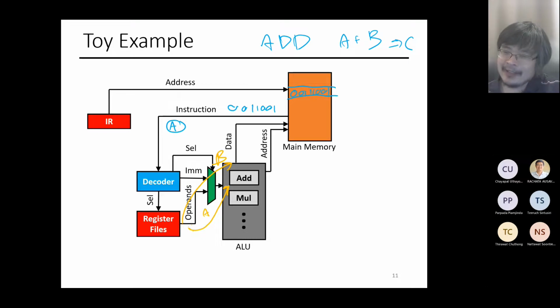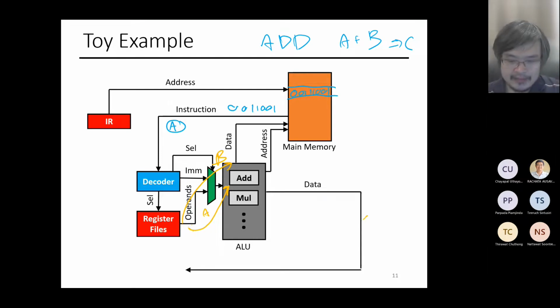Hey, I want A and B from my command. I'll just select A and B, feed that to the adder. I want the results back, right? So the data coming out here is data C, right? That comes out. And what do we do next? Now I have the results from the adder, but I haven't saved it yet. So what is the next thing I have to do?